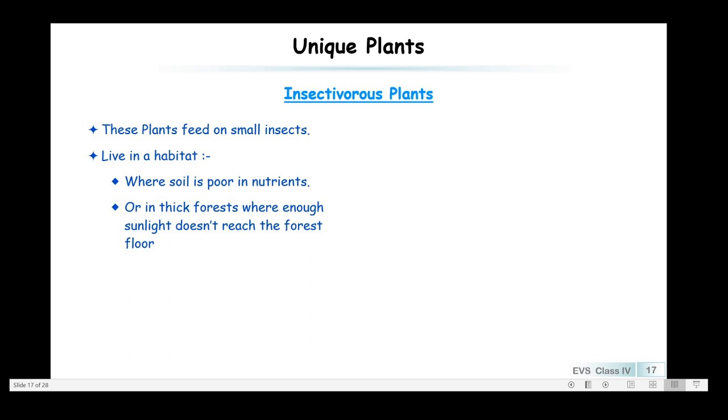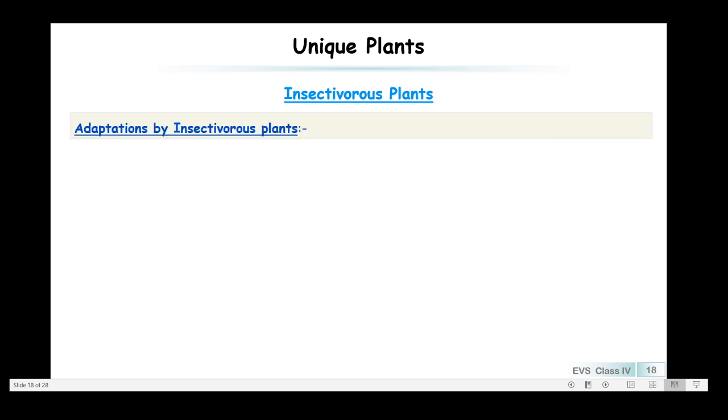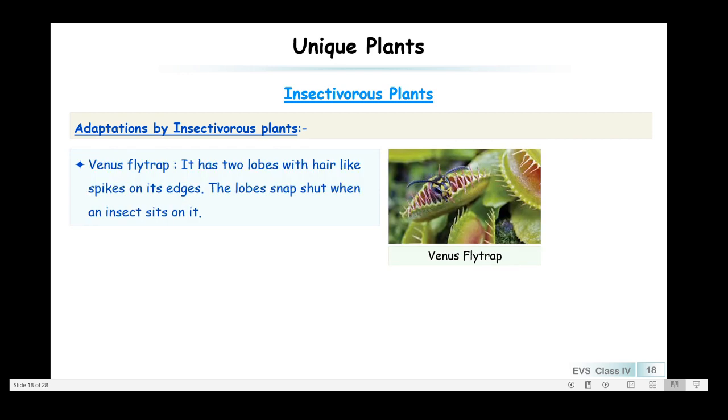If they will not get enough sunlight, then they will not be able to photosynthesize, right? So examples of such plants are Venus flytrap and pitcher plant. Now let us take up Venus flytrap first. Venus flytrap, it has two lobes with hair-like spikes on its edges. The lobes snap shut when an insect sits on it.